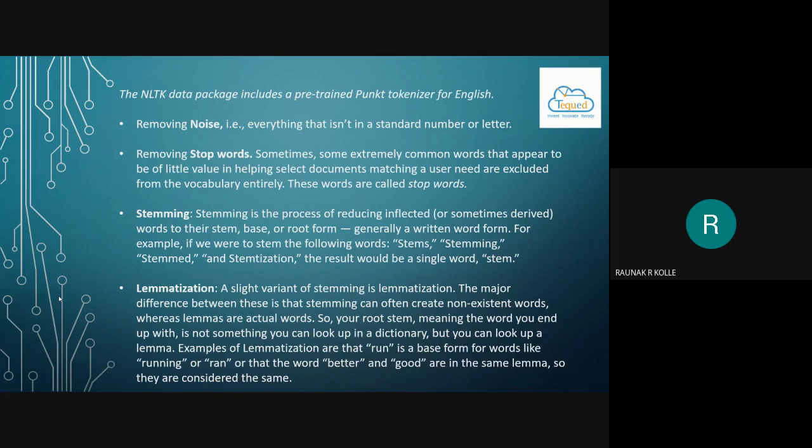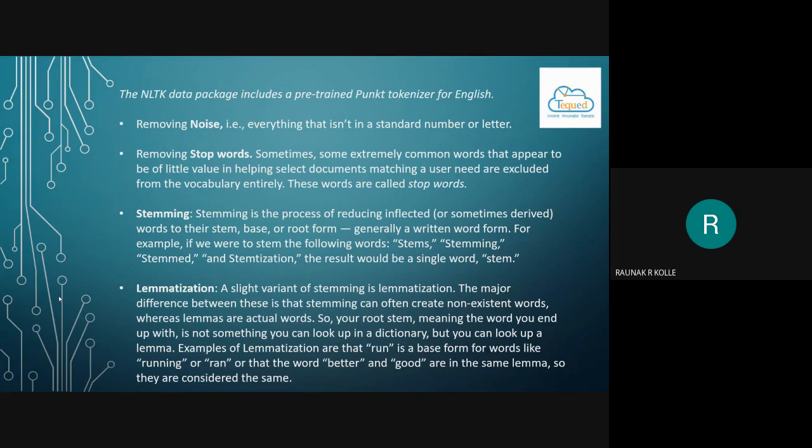Lemmatization. A slight variant of stemming is lemmatization. The major difference between these is that stemming can often create a non-existent word, whereas lemmas are actual words. So the root stem of a string, meaning the word you end up with, is not something you can look up in a dictionary, but you can look up a lemma.